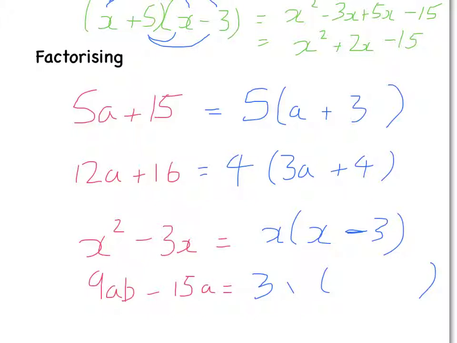So, what do we times 3a by to get to 9ab? Well, 3 to get to 9 you times by 3, and 3a to get to 9ab, well, we've already got the a, so we're not going to put that in the bracket, but we have got this b we need to put in. And the final step, minus 15 times a. And we need to think what we times 3 by to get to 15, which is, remember it's minus 15, so it's minus 5. And we don't need to put the a in because it's already there, outside the bracket. And that is expanding and factorising brackets.